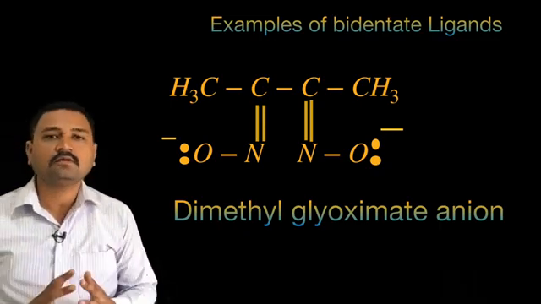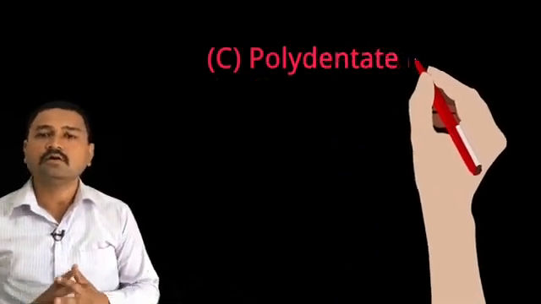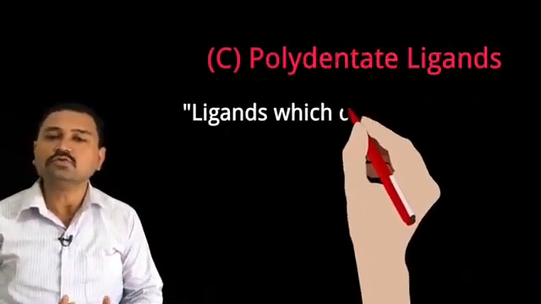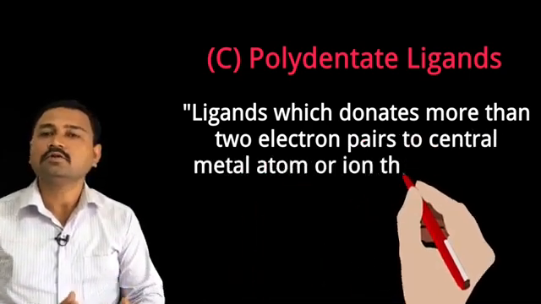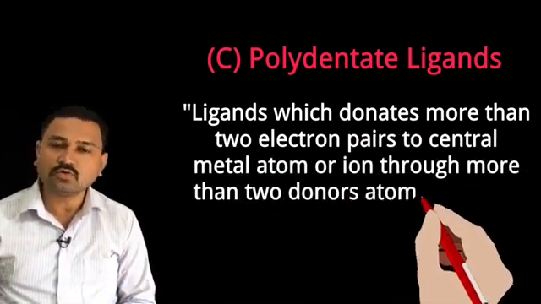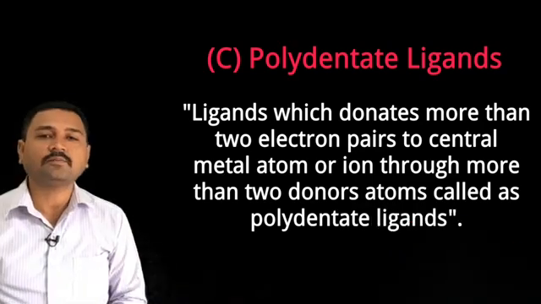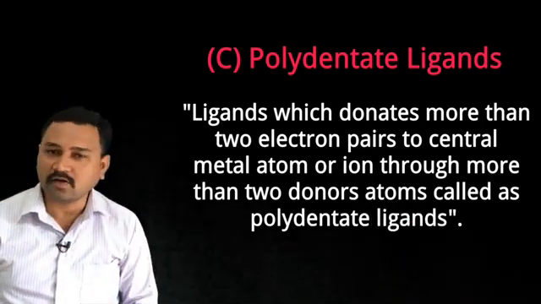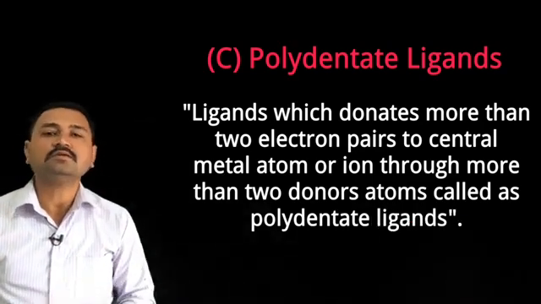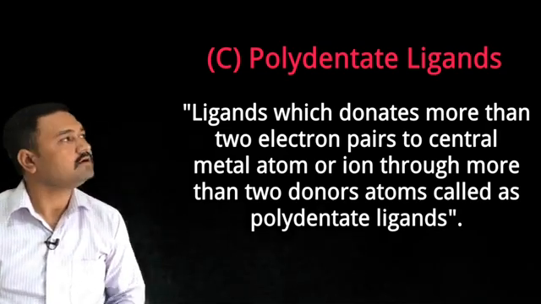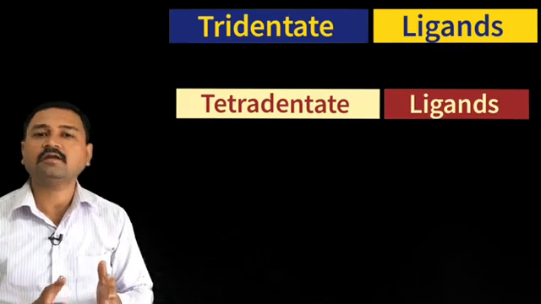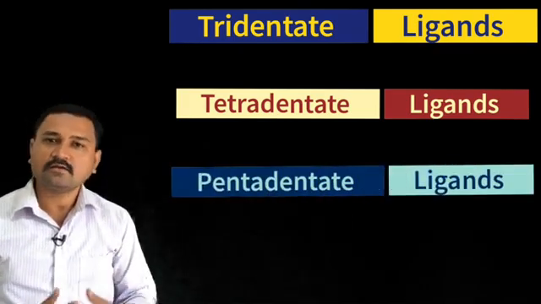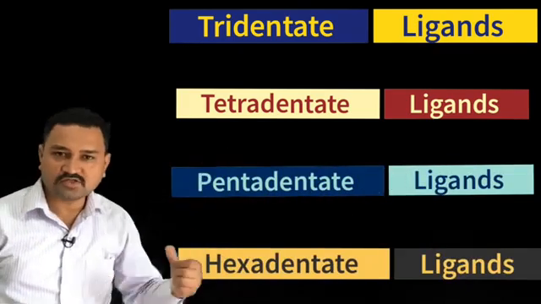Now a ligand which donates more than two electron pairs to the central metal atom or ion through two or more donor atoms is called a polydentate ligand. Generally these polydentate ligands are tridentate, tetradentate, pentadentate and hexadentate ligands. Now let us know about each one.